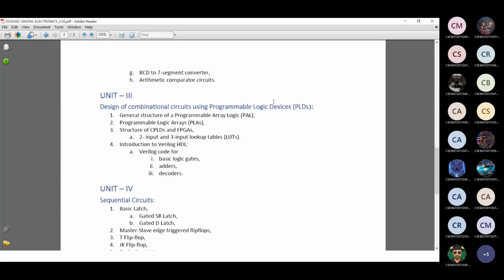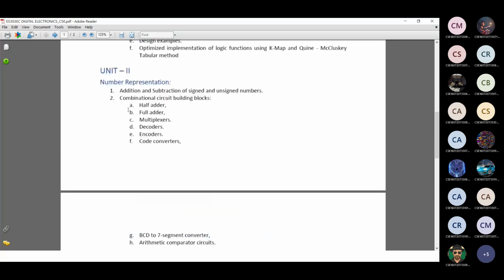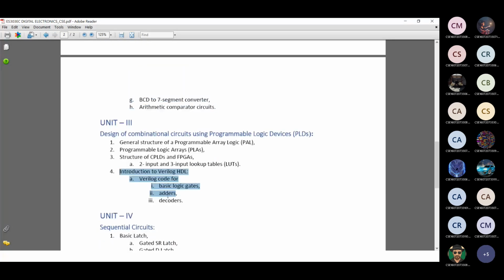Next, unit number 3 deals with PLDs, programmable logic devices. Again, they are classified into 3 types. One is PROM, next one is PAL, that is programmable array logic. Next one is PLA, programmable logic array. And this topic is something different, which is FPGA and CPLD. It is somewhat theoretical. The fourth part deals with writing Verilog code. In order to write the Verilog code, you need to be familiar with unit number 2. Till here, you need to understand all the concepts so that you will be able to write the Verilog codes here.